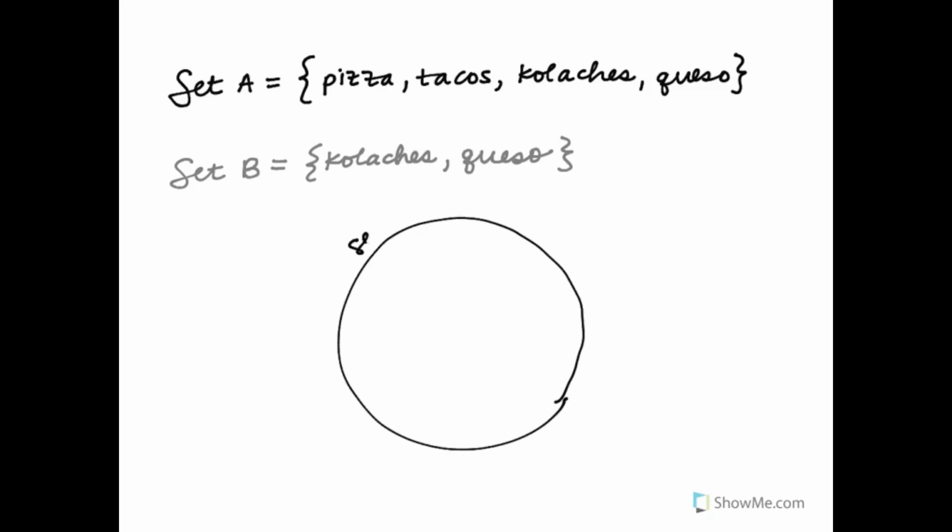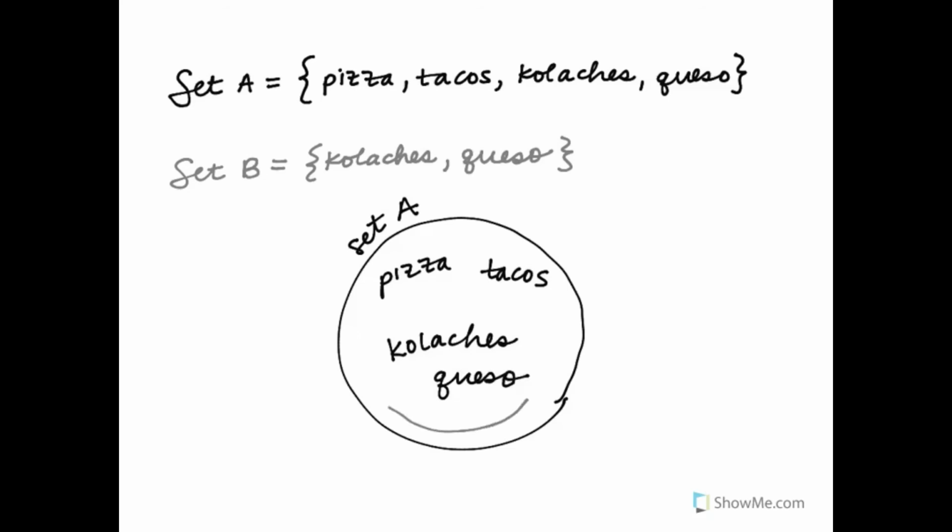So I have set A, which has everything in it. We have pizza, tacos, kolaches, and queso. Set B is made up of kolaches and queso. So this is how I would represent it with circles. These are also called Venn diagrams.